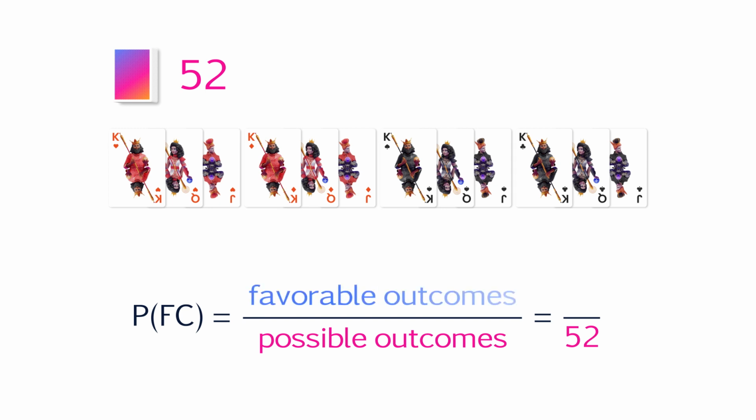So, the favorable outcomes for this event would be all 4 kings, all 4 queens, and all 4 jacks added together. 4 plus 4 plus 4 equals 12. The subset of all kings, queens, and jacks consists of 12 cards. So the probability of drawing a king, queen, or jack at random is 12 over 52, or 3/13.